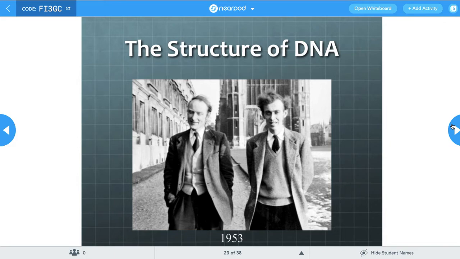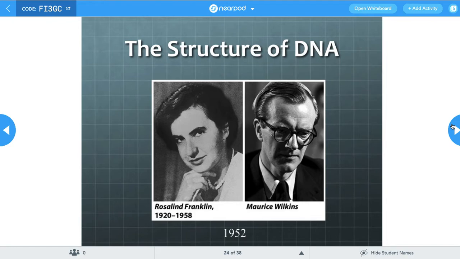Now in 1953, we have the structure of DNA. Within this are Watson and Crick. They came up with the double helix model of DNA, but if you read your article, not necessarily on their own. The biggest thing is they got their last piece of data from these two, Rosalind Franklin and Maurice Wilkins.